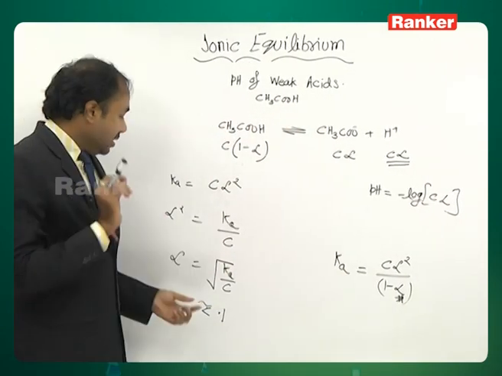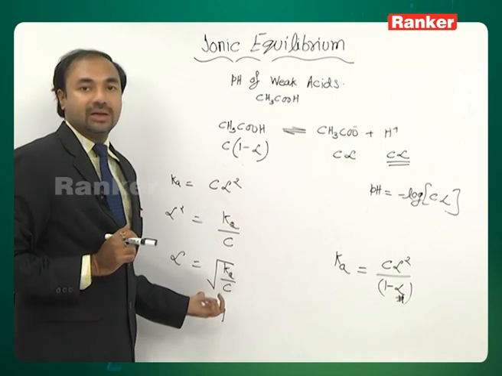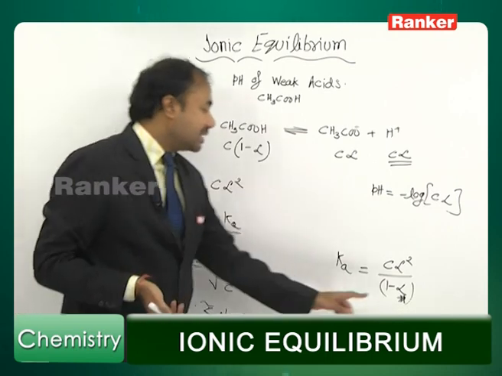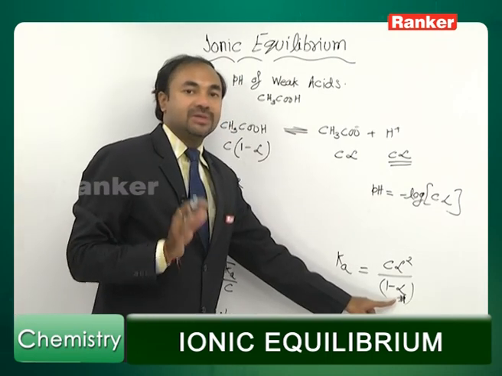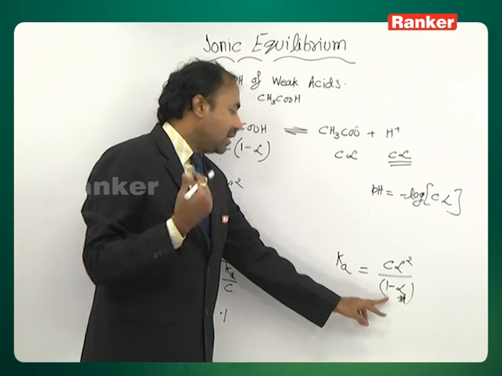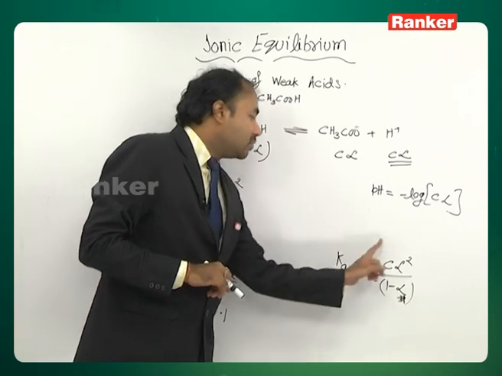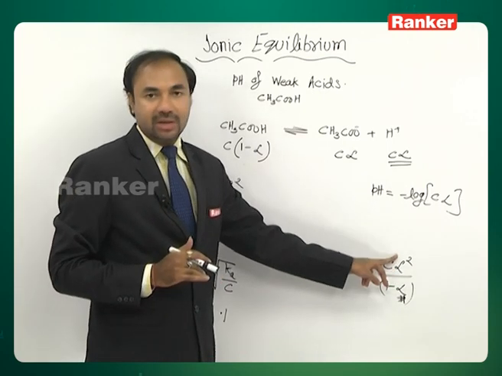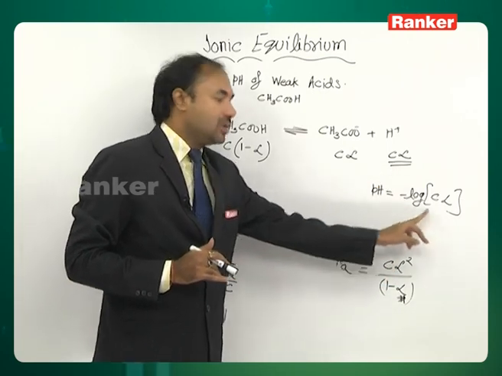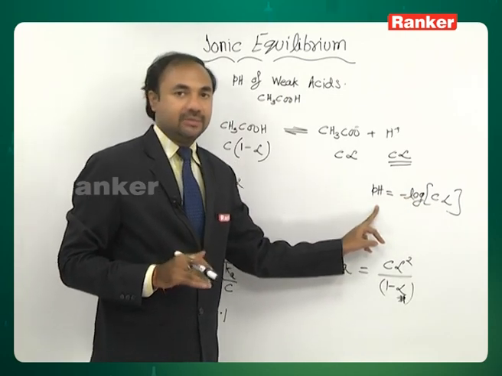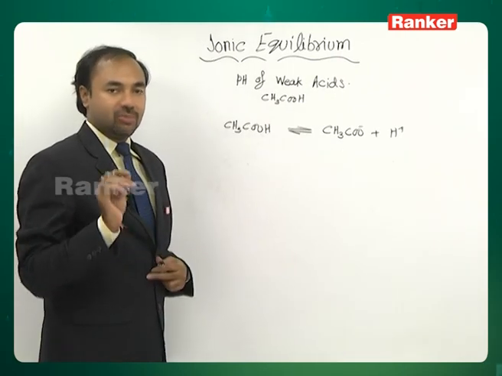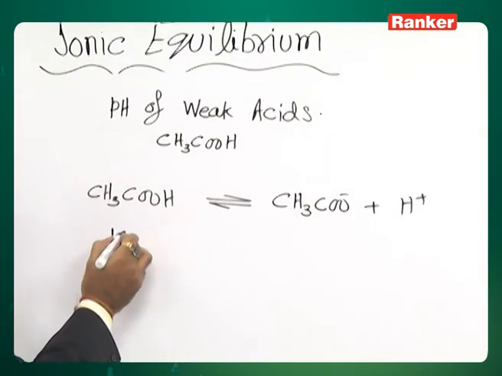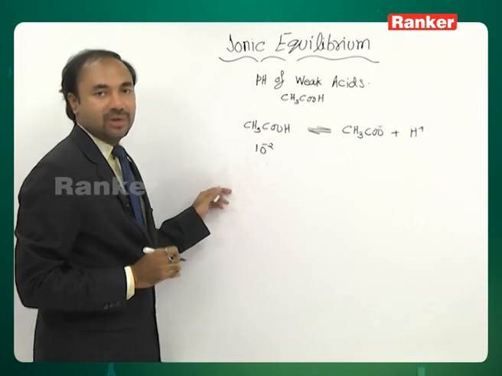But if the value of alpha from here comes out to be greater than 0.1, you should not take this approximation. Our approximation becomes invalid, and in that case you will have to solve the quadratic equation, get the value of alpha, multiply with C, you get C alpha, take minus log, you will get pH. Right? We will take up one small numerical problem here: how to find the pH of a 10 to the power minus 2 molar acetic acid solution.